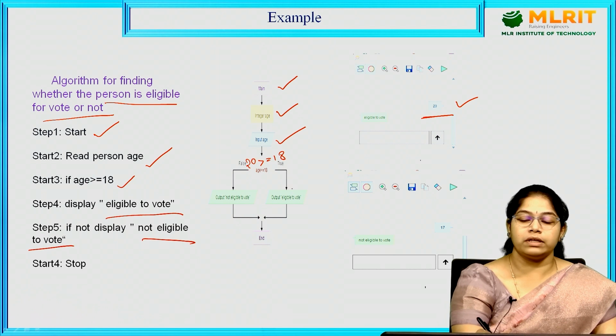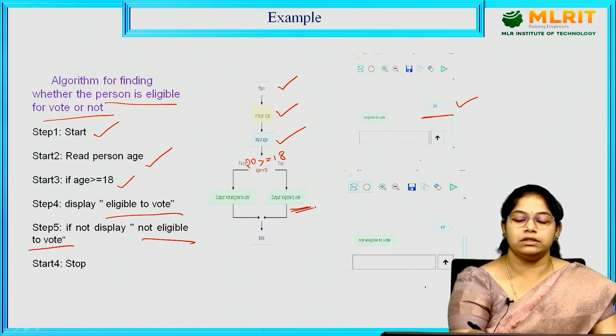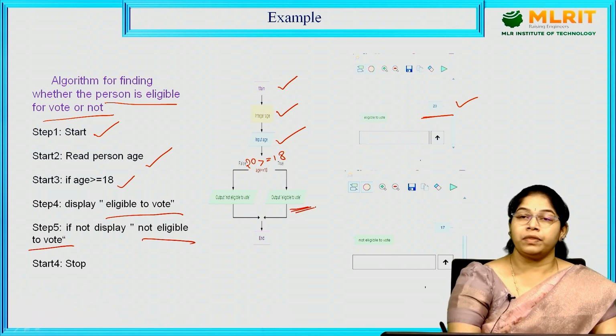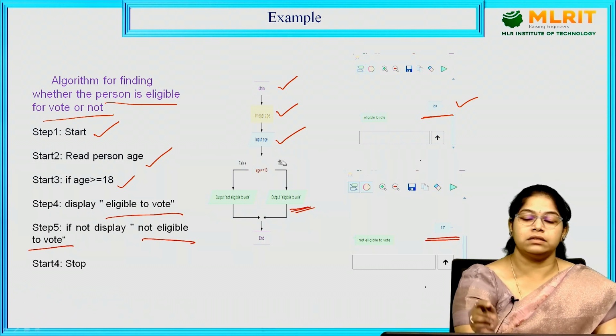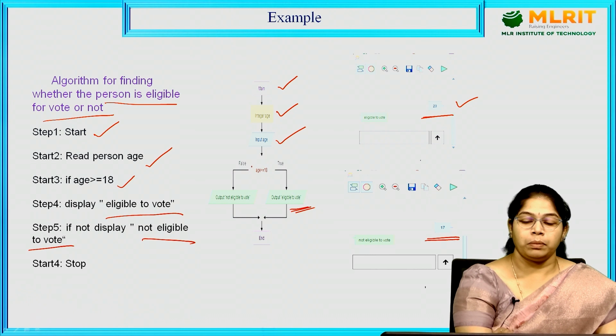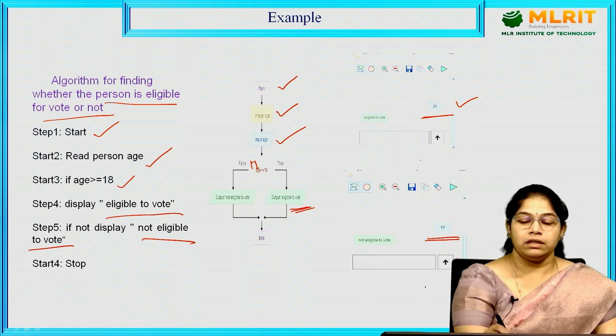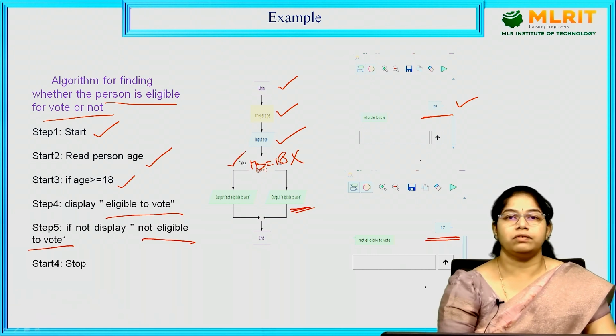So the true block is executed. The person is eligible to vote in test case 1. Coming to test case 2, here we consider the person's age as 17. So his age is 17. Is 17 greater than or equal to 18? No, the condition is false. So the control goes to the false block.